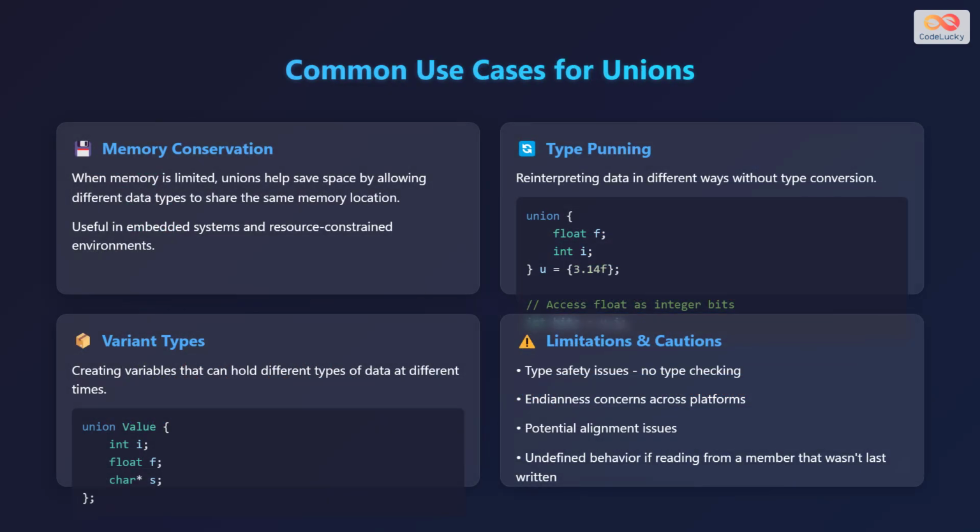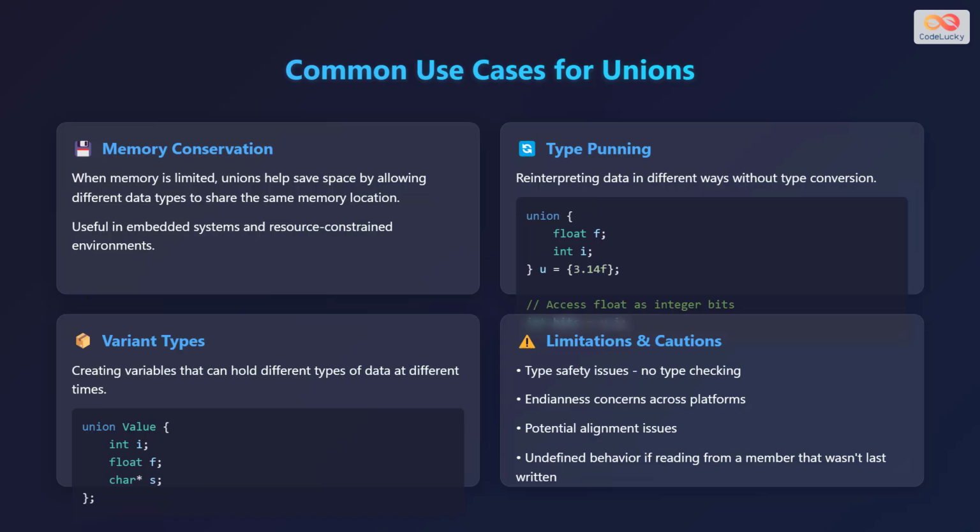Let's see some common use cases for unions. Firstly, unions are helpful for conserving memory. When memory is limited, unions can help save space by allowing different data types to share the same memory location. This is useful in embedded systems and other resource-constrained environments.